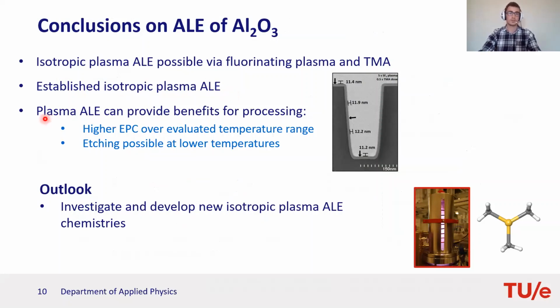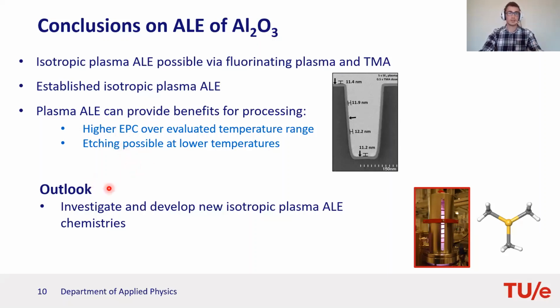We've also shown, so not only have we shown that plasma ALE is possible, we've shown that the isotropic plasma ALE process can offer some benefits, namely in the higher etch per cycle and the lower operating temperatures that it allows. This is analogous to very similar plasma ALD work.